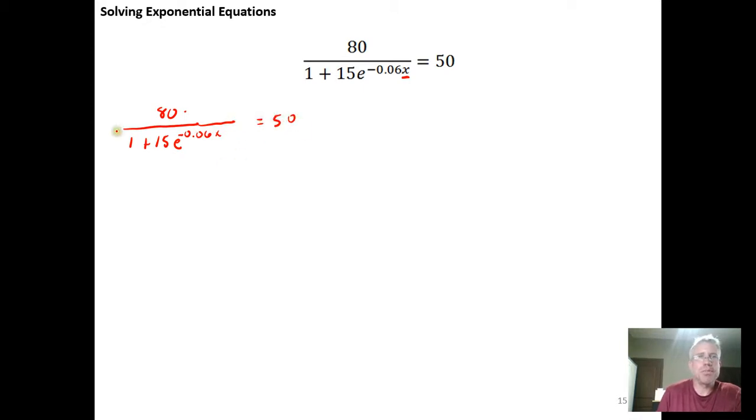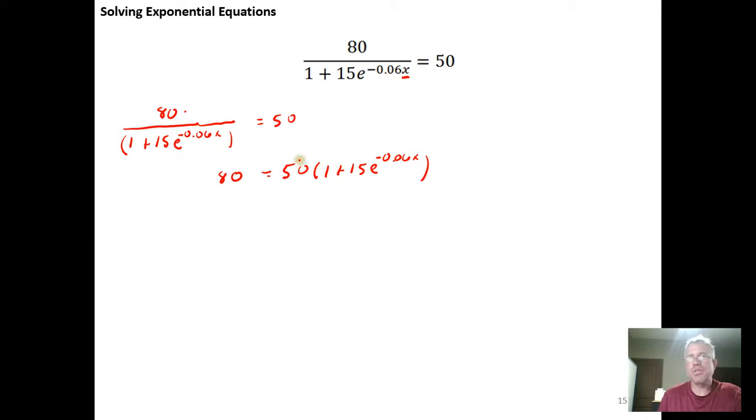So my first step is going to be to multiply by the denominator on both sides so that the denominators cancel. So that's going to give me a 50 times 1 plus 15e to the negative 0.06x on the right side, and just a measly little 80 on the left.